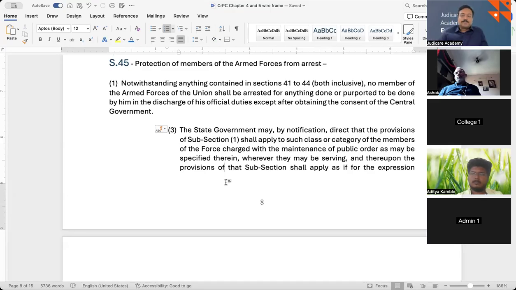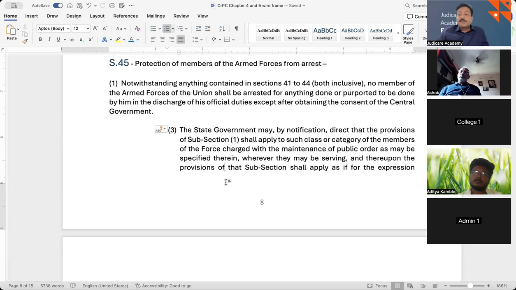The burden is not on the individual. The protection exists for any action performed by the armed forces during their official duties. Now, during their official duties. So it is not that if an armed force personnel who was not in the line of duty commits something, then they are not immune.